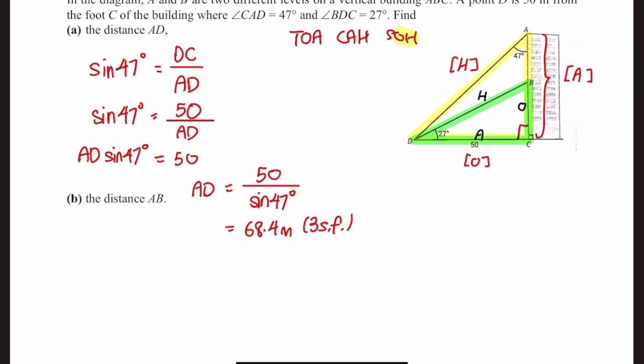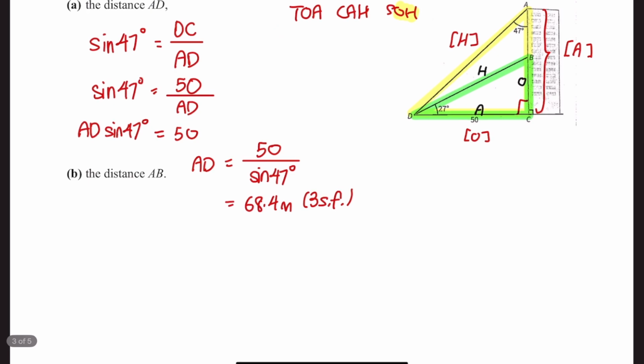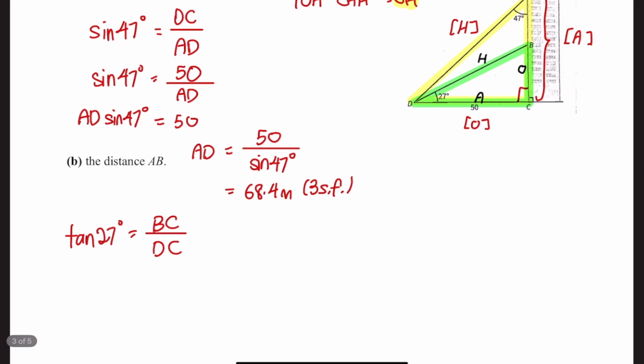Okay, so I want to find the opposite side here. I know the adjacent side. I have to use TOA. Okay, I hope you can see that I got O and A. I must use TOA. So that means that for this part here, okay, tangent of angle 27 degrees is equal to the opposite side BC over the adjacent side, which is BC over DC. Okay, therefore I continue. I know that tangent 27 degrees is equal to BC, which is the length I want to find, over DC. I know that the length of DC is 50.